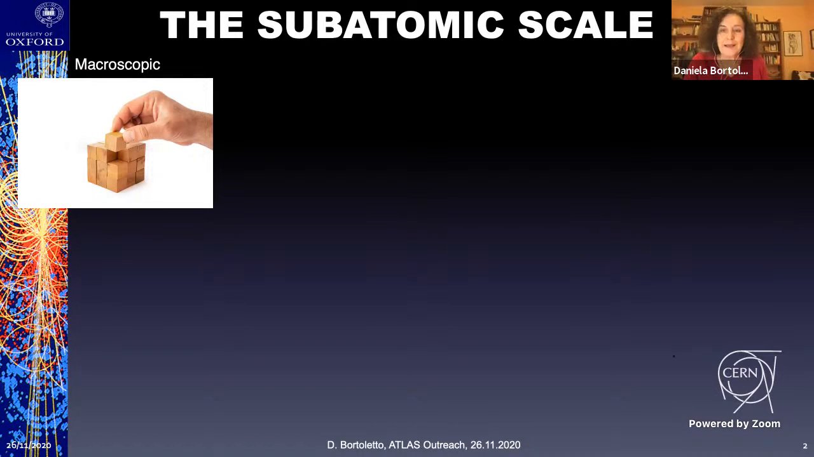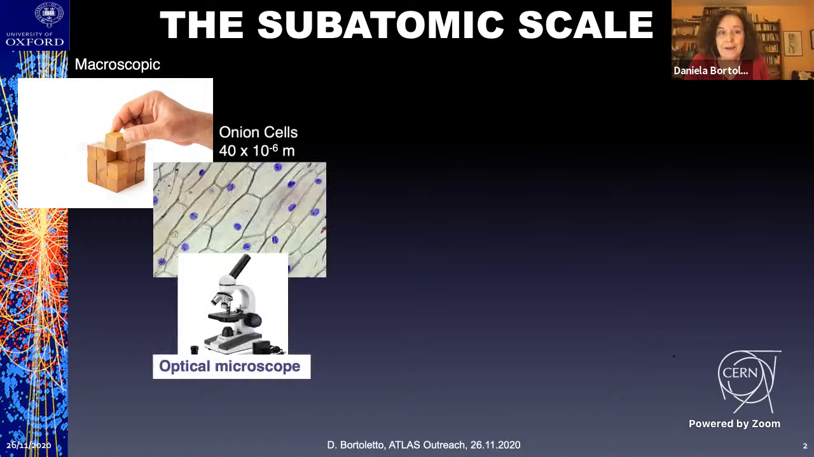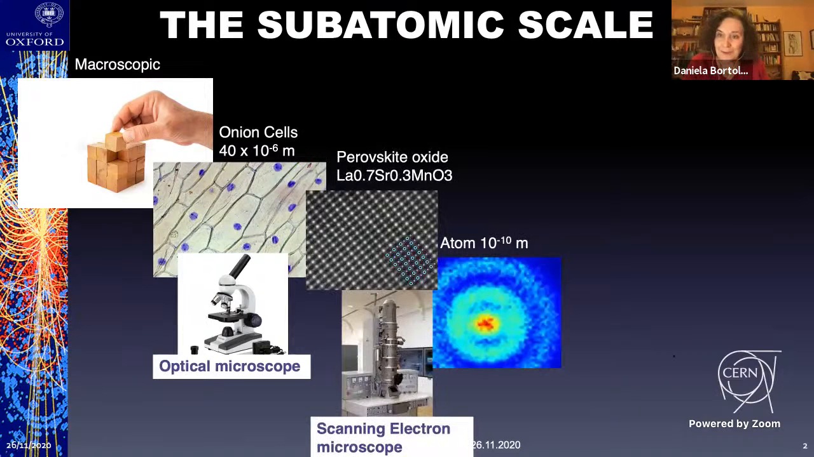If you look inside matter, you will see, for example, with a microscope, cells. These are actually onion cells, and they have a dimension in this direction of about 40 micron. And then if you go even deeper, and if you use a scanning electron microscope, you can also see, for example, atoms, which have a dimension of 10 to the minus 10 meter, really a very small number.